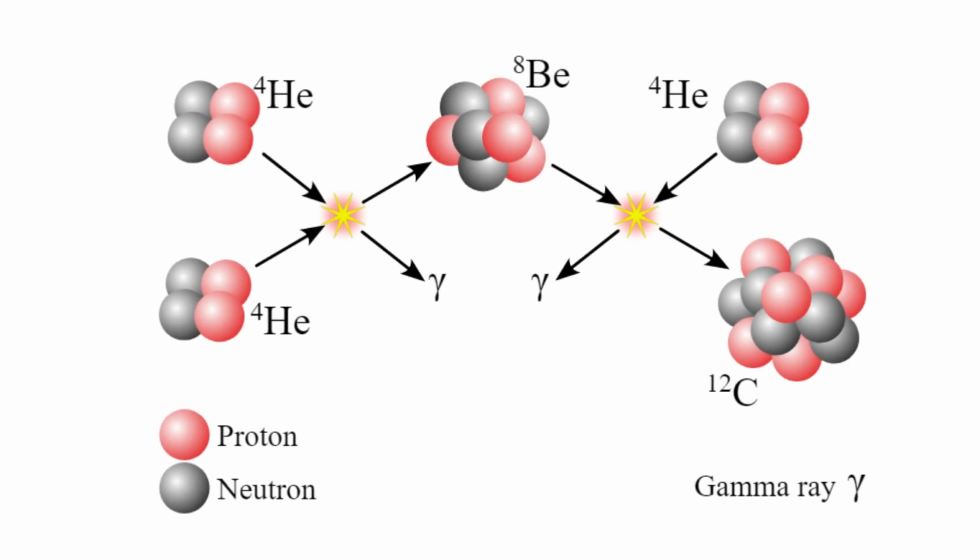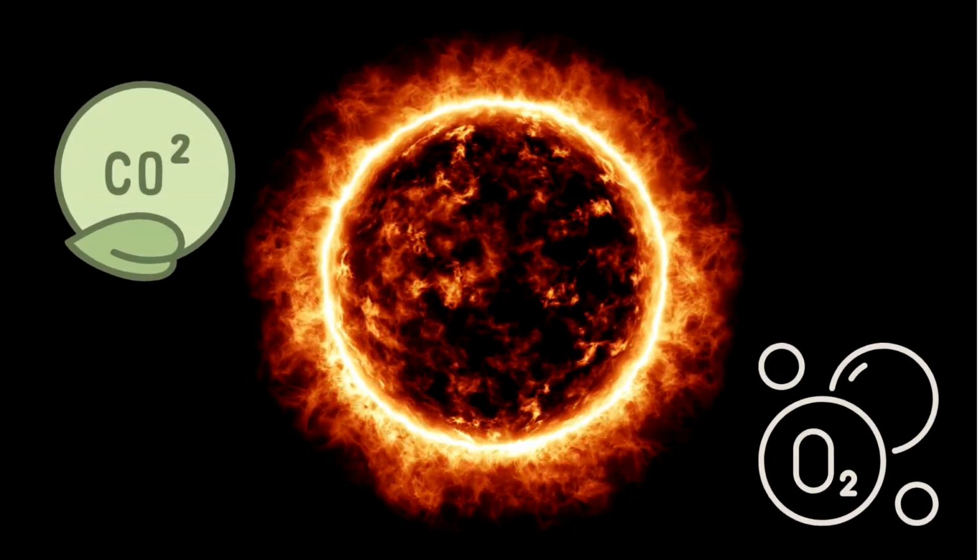Once the hydrogen in the core is exhausted, the star begins to fuse helium atoms into heavier elements, like carbon, oxygen, and neon. This process is known as helium burning, and takes place at higher temperatures and pressures than hydrogen burning. Third, carbon and oxygen burning.